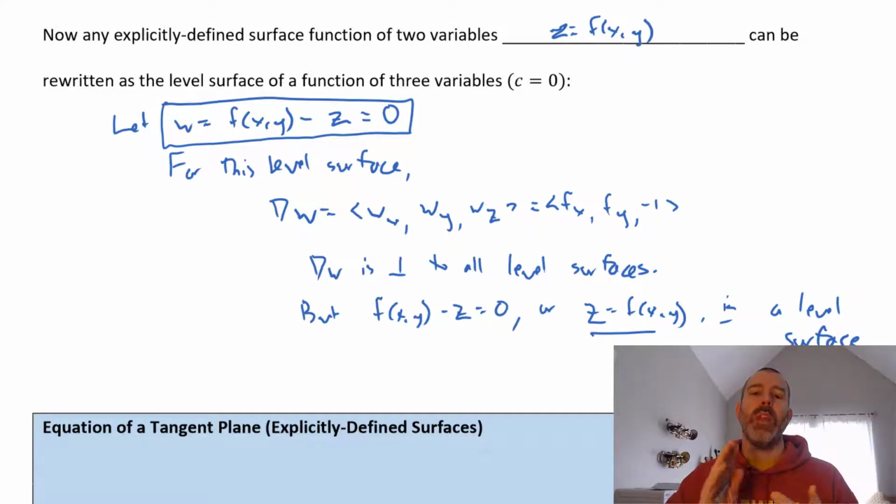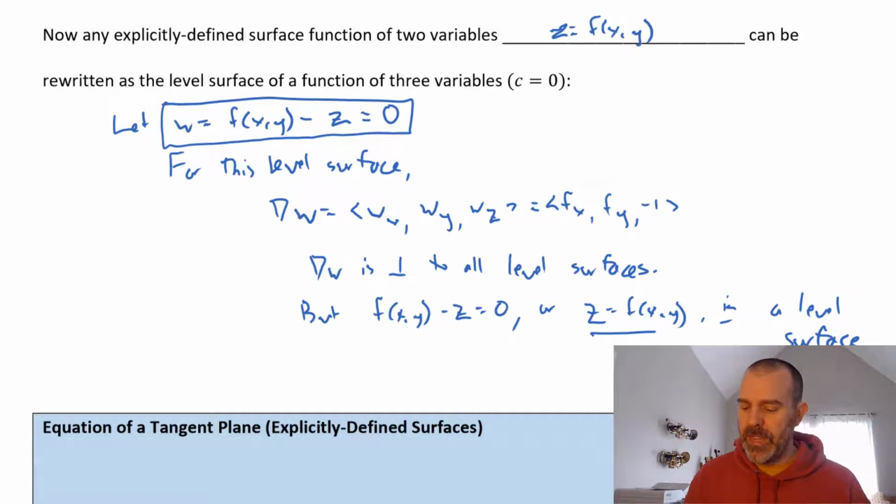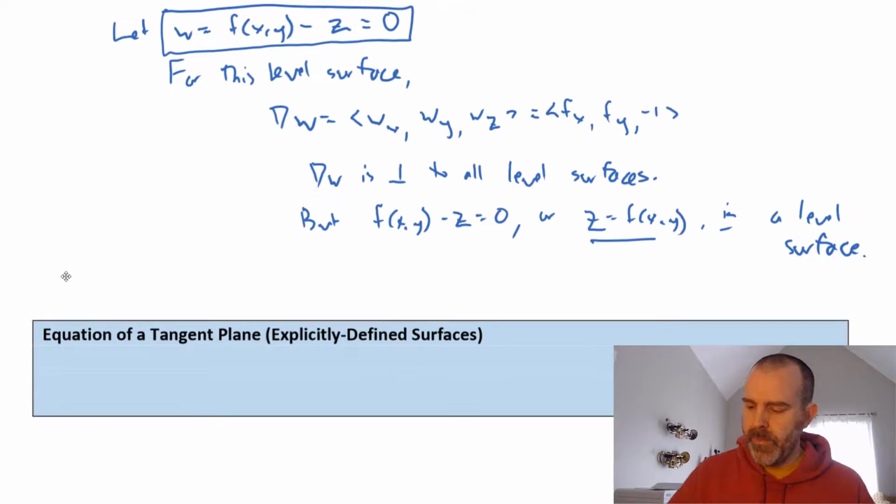point, and we need a normal vector. So here we have a surface, which is z equals f of x, y, and we have a normal vector. It's the gradient. And so we can do an equation here, the equation of a tangent plane. This, to be clear, is at the point x naught, y naught, z naught.